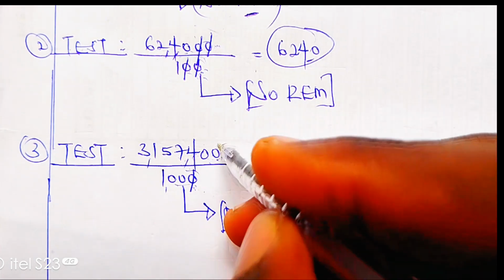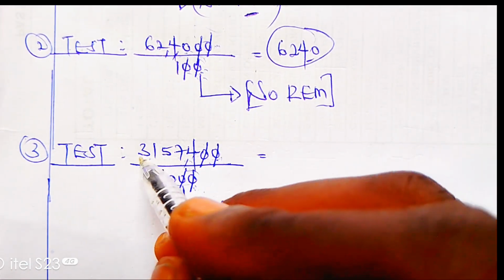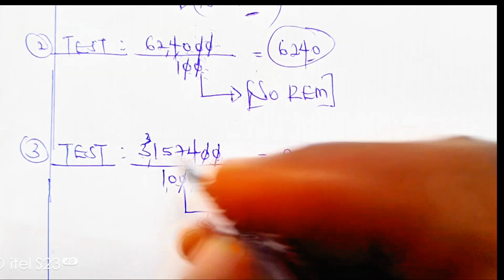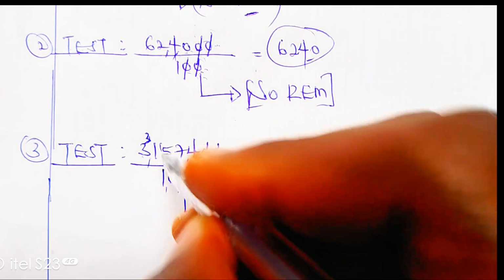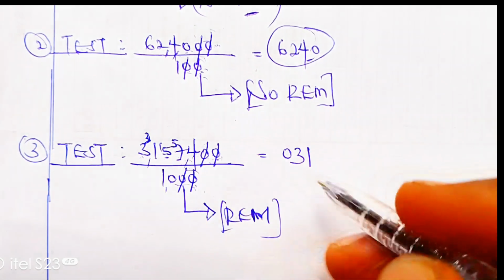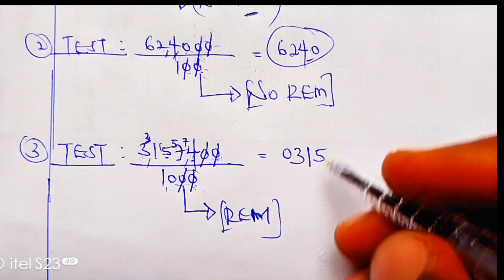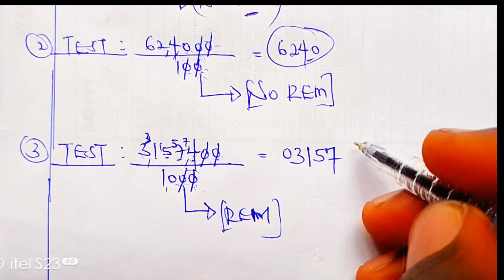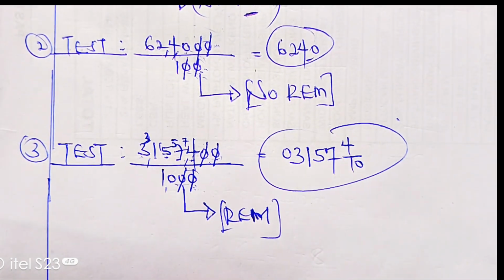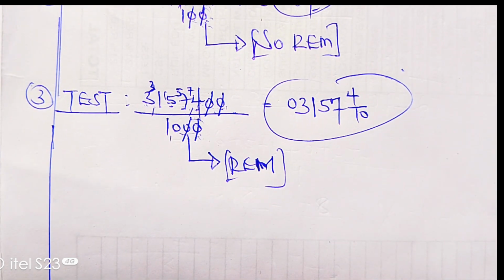So let's divide. 0 cancel 0. 0 cancel 0. Now 10 divides this. 10 in 3, 0, remainder 3. 10 in 31, 3, 30, remainder 1. 10 in 15, 1, remainder 5. 10 in 57, 5, remainder 7. 10 in 74, that is 7, 70, remainder 4 over 10. There will surely be a remainder. So this is how we get to know if 10 could divide a given number or not.